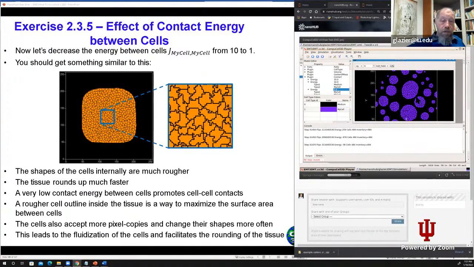So the smaller the energy of contact compared to the fluctuations, the more fluctuation we get, the faster things move, and the smoother the boundaries are going to be with respect to the outside world.